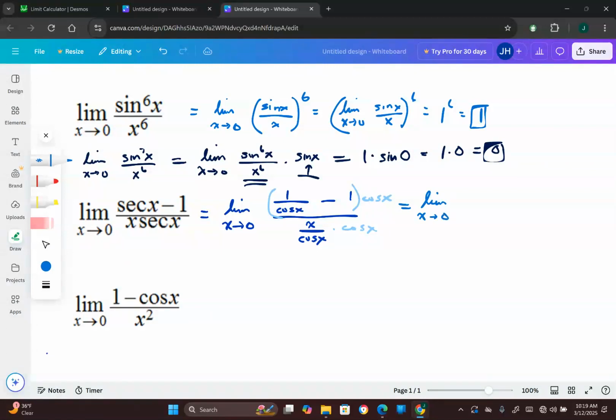As x approaches 0, right here, the cosines would cancel, and I'd get 1. If I distribute here, I'm going to get minus cosine of x. And on the bottom, the cosine of x's are going to cancel. I'm going to get x. Well, what do you know? That's one of my original formulas. What's this limit equal to? This limit equals 0.